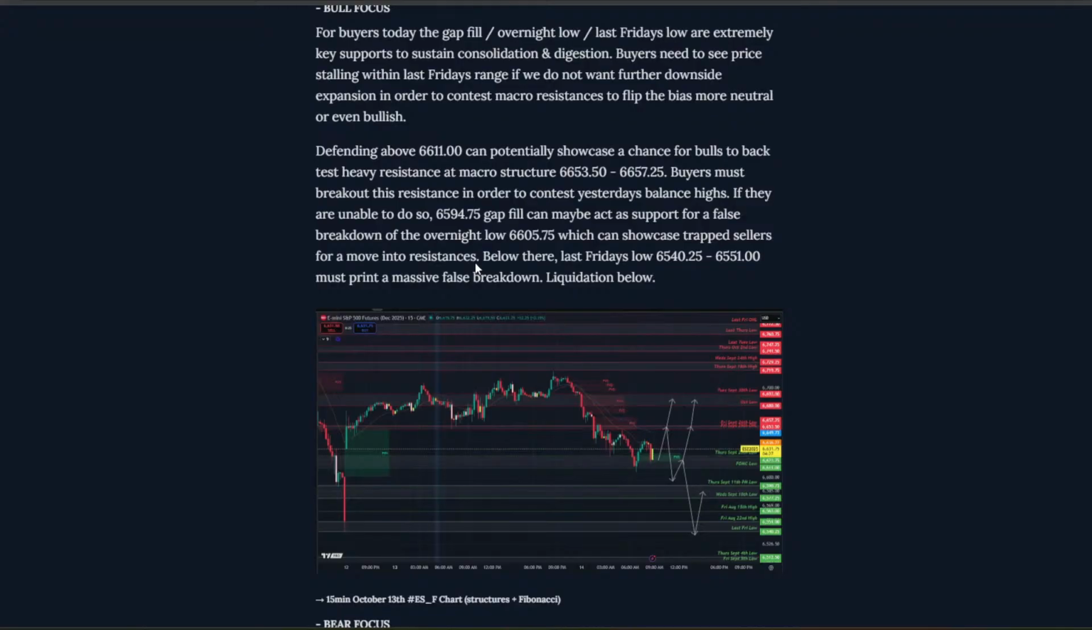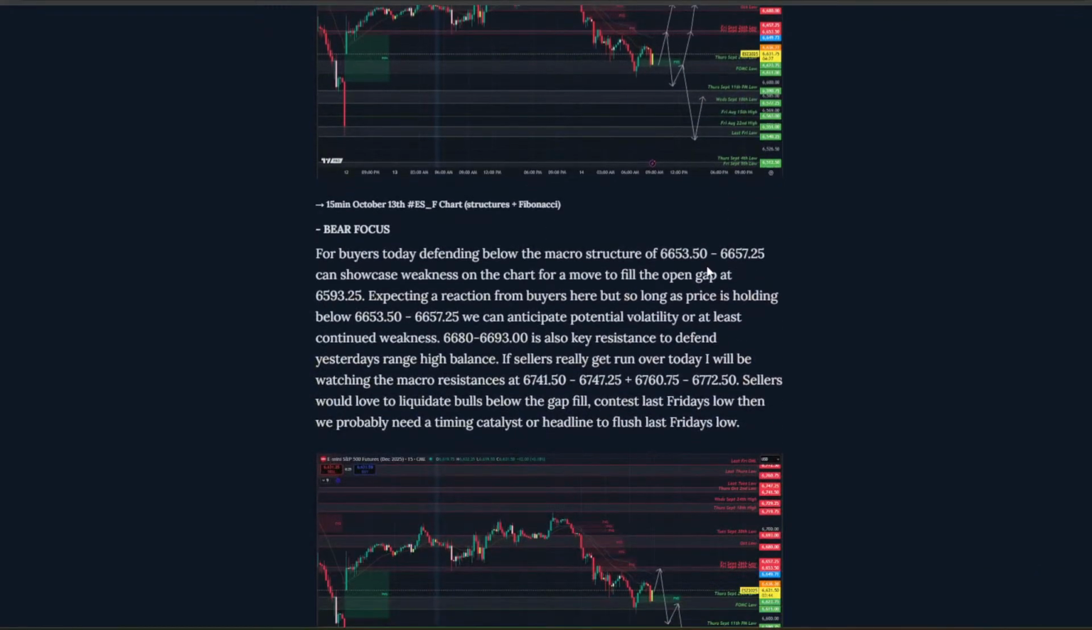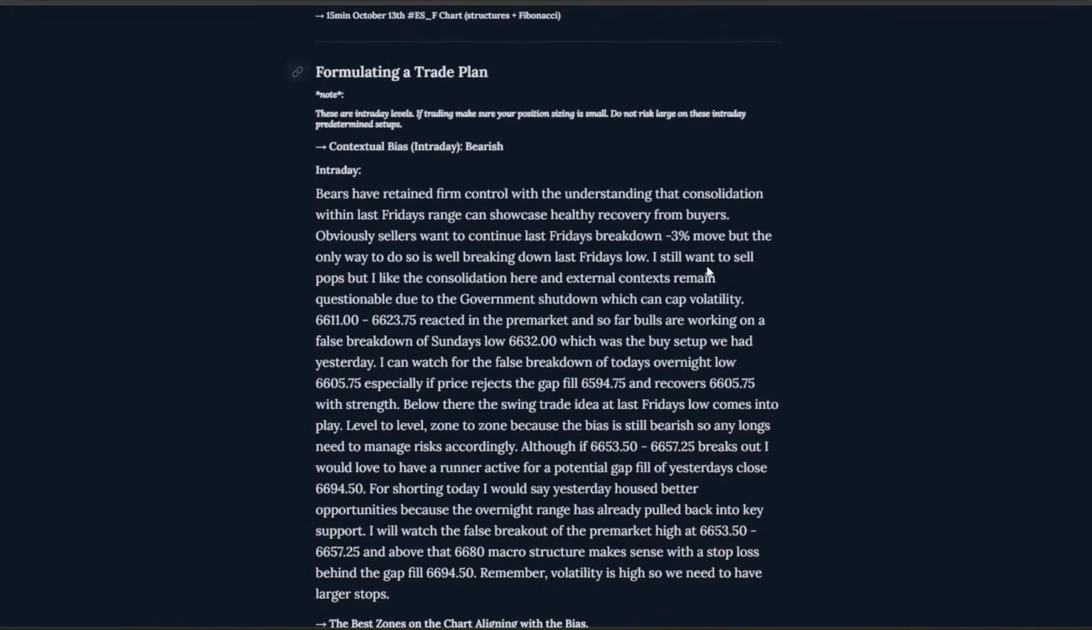People that are chasing the breakout of the range get trapped, and people that are chasing the breakdown of the range get trapped. That's why we're talking about trapped sellers off of the false breakdown of the overnight low off of key supports at 65.94.75 gap fill. Let's talk about how you formulate a trade plan now based on those ideas.